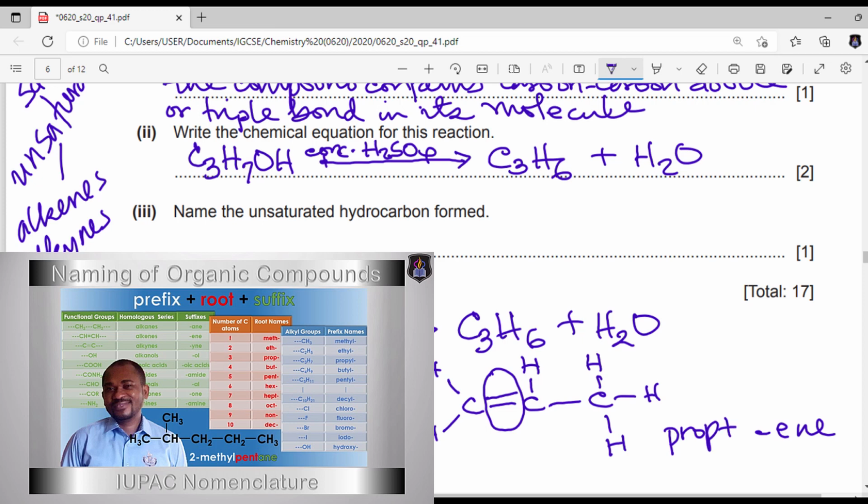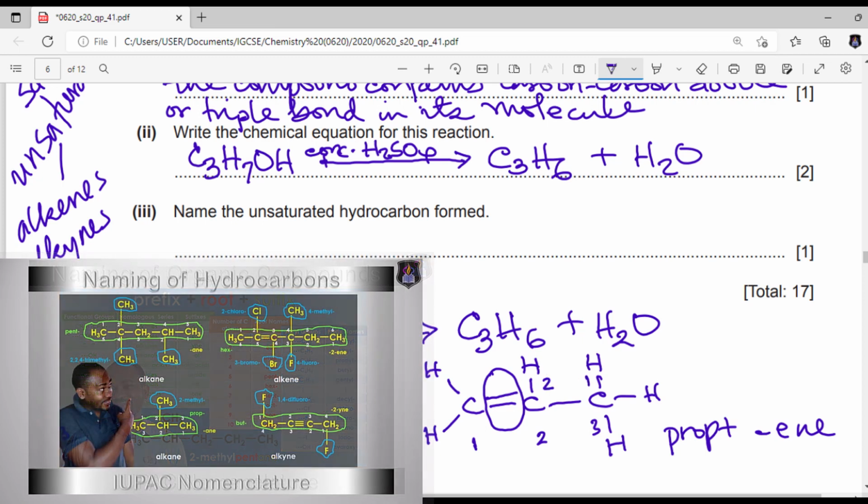Now what is the position of the double bond? If we move from left to right, this is 1, 2, 3. You see that the double bond is attached to the first carbon atom, right? If we move from right to left, this is 1, 2, 3, and it is attached to the second carbon atom. You always go with the lower number. So which are you going to go with? Prop-1-ene.